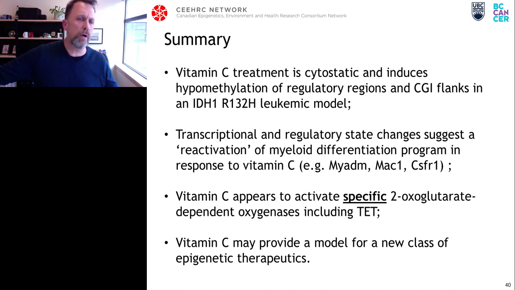So finally, just to summarize what I have said: vitamin C treatment is cytostatic and induces hypomethylation in regulatory regions, which are regions within the genome that are bound by transcription factors, and also within CpG island flanks, in the context of the IDH1 R132H model. And we see transcriptional and regulatory state changes associated with vitamin C treatment, and these changes suggest a reactivation of a myeloid differentiation program in acute myeloid leukemia, and that vitamin C appears to activate specific 2-hydroxyglutarate-dependent dioxygenases, including TET, as I showed. And then finally, that vitamin C may provide a model for a new class of epigenetic therapeutics.